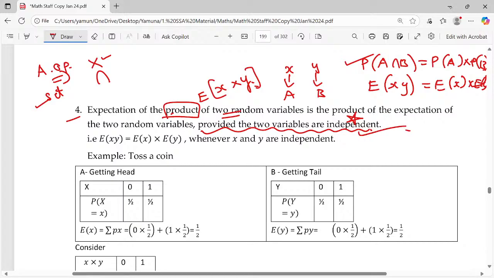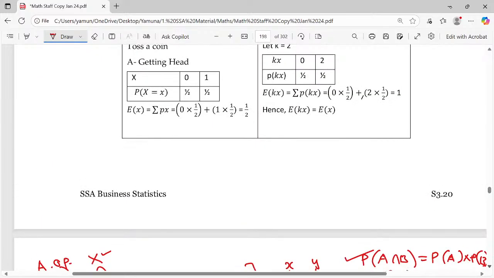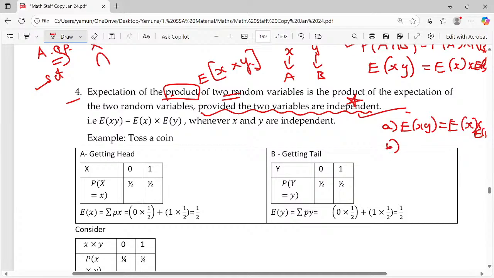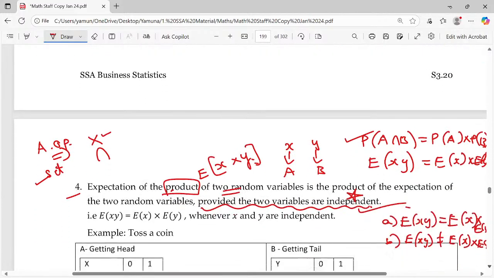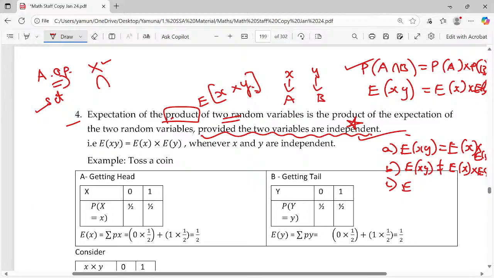This is often asked. How they ask: option A, E of xy is equal to E of x into E of y. This is the answer actually. Option B was asked as E of xy is not equal to E of x into E of y. Option C, I remember, E of xy is equal to E of x into E of y given x.